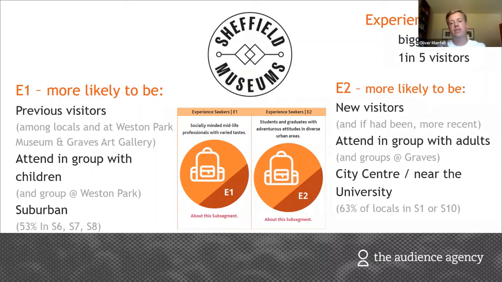And the E2 group, more students and graduates, are more likely to be new to the city. They're more likely to be new attenders. And if they're not new attenders, they're more likely to be recent attenders because they've just arrived in the last few years and then come in and explore maybe.